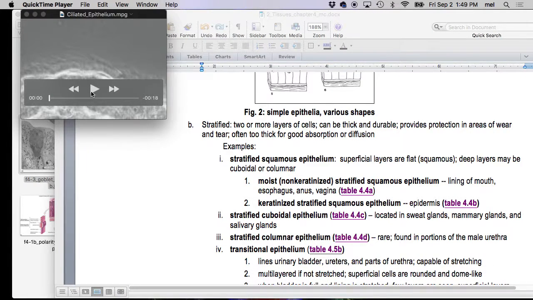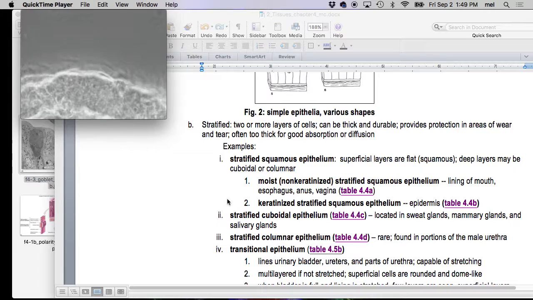Oh, by the way, here's cilia in action, which is kind of cool. It's all spazzy.